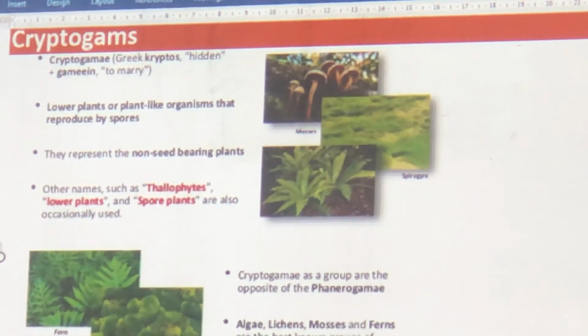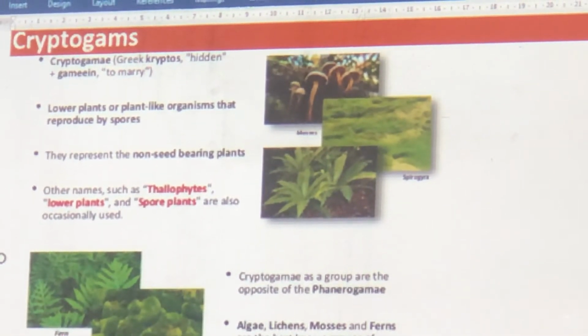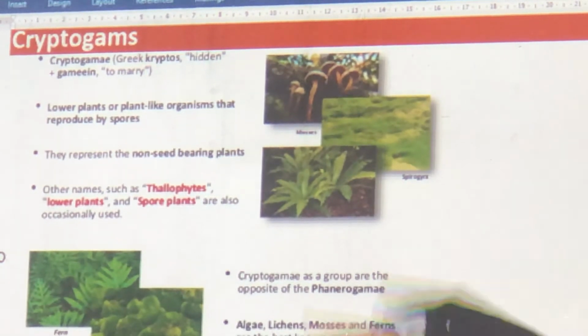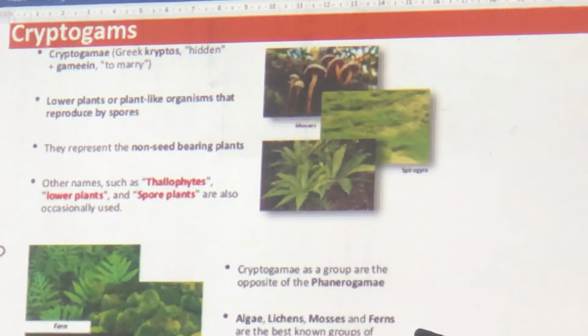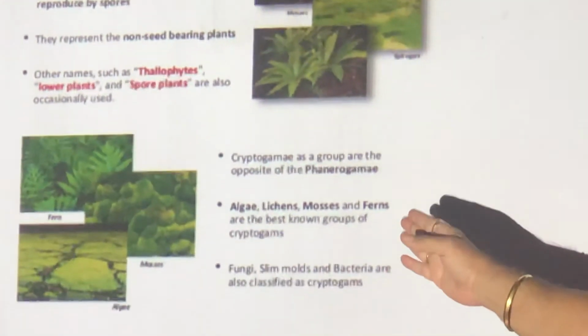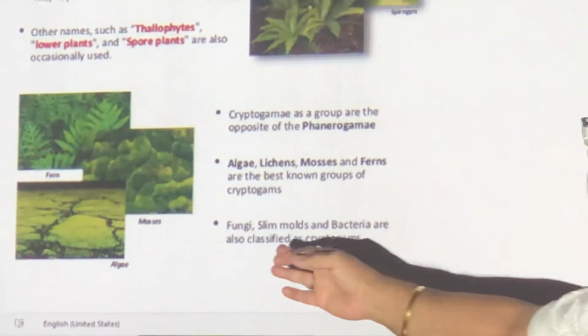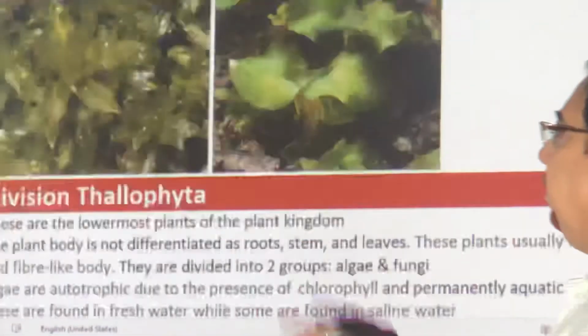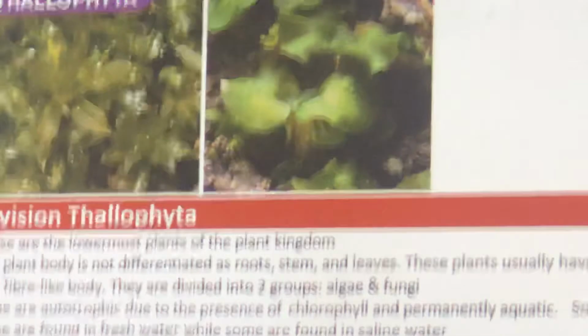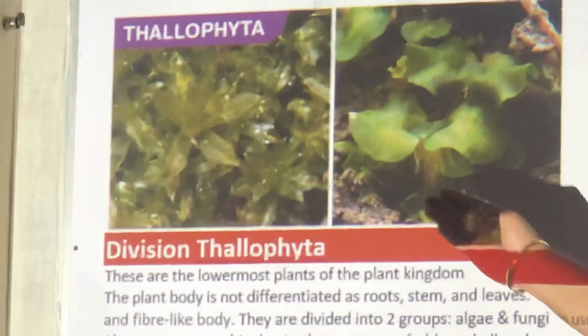Lower plants, spore plant, for all you match the columns. And they are the opposite of phanerogam. We call them odd man out. Examples are algae, lichens, mosses, ferns, fungi, slime mold; bacteria are also other types. See, diagrams are there. Let's come to thallophyta first. First, you can have a look at how they look.